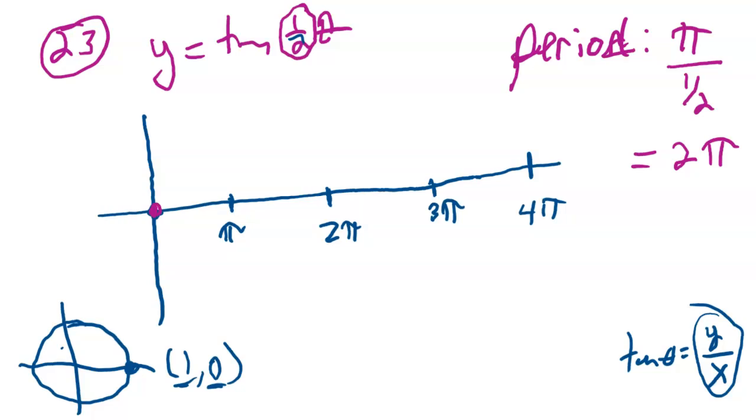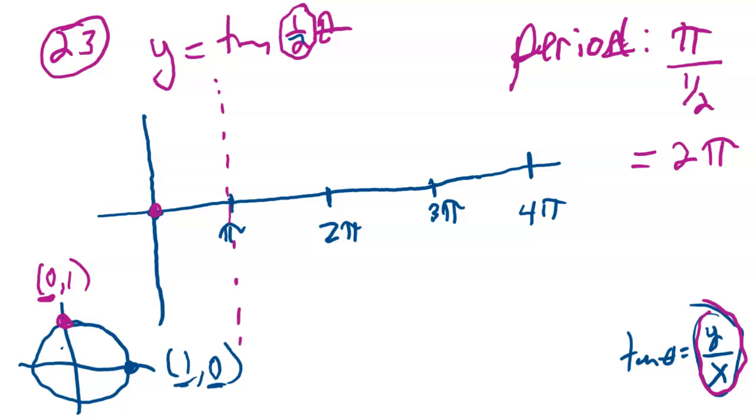Now let's plug pi in there. That's equivalent to saying tangent of pi over 2. Pi over 2 is right here. This is 0, 1. We have a huge problem here because tangent is y over x. But now our x value is 0. So at tangent, we'd be dividing by 0. So we have to have a vertical asymptote there.